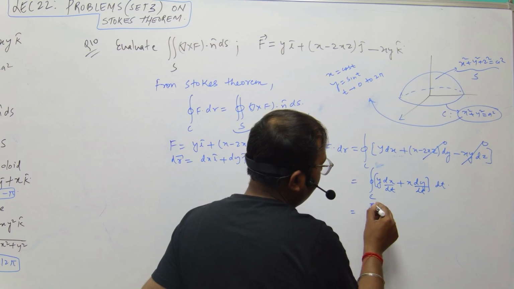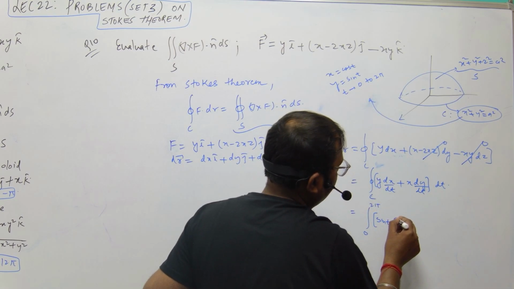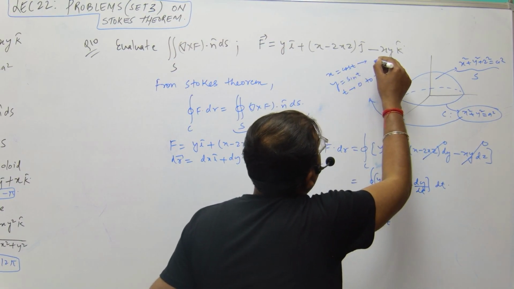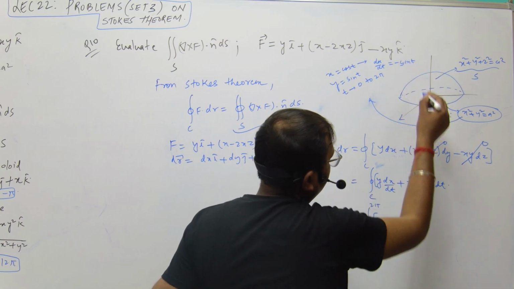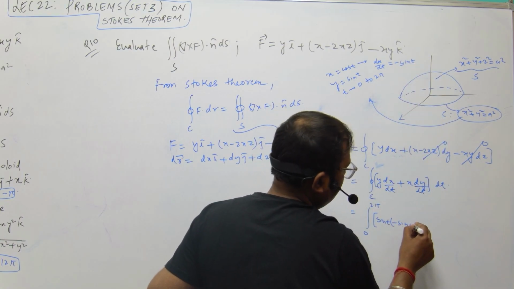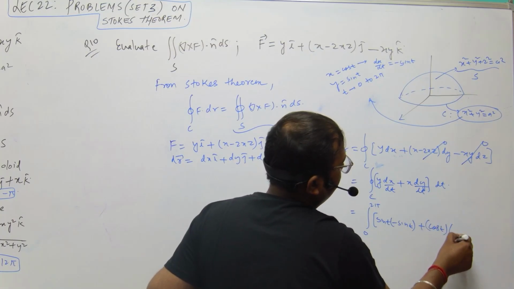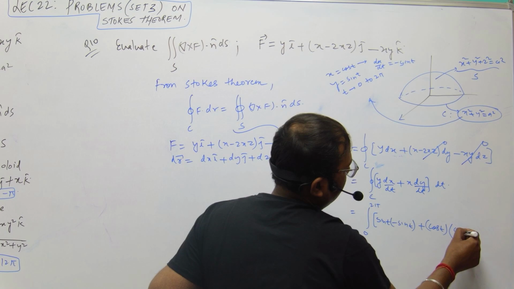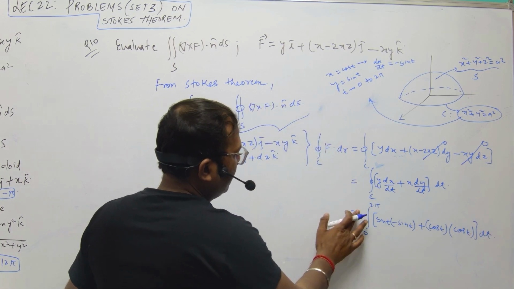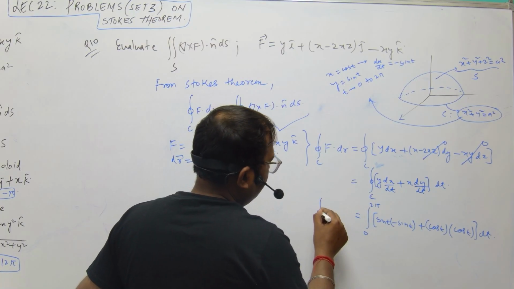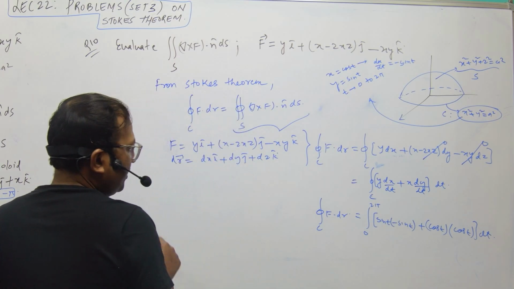So this is 0 to 2 pi, and this is the value of y is sin t, and dx upon dt is equal to minus sin t, into minus sin t, plus x times cos t into dy upon dt is cos t into dt. Okay, so this is the value of the line integral along the curve C, F dot dr. Now let us find F dot dr.